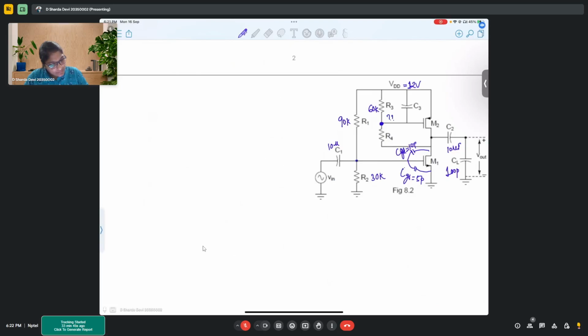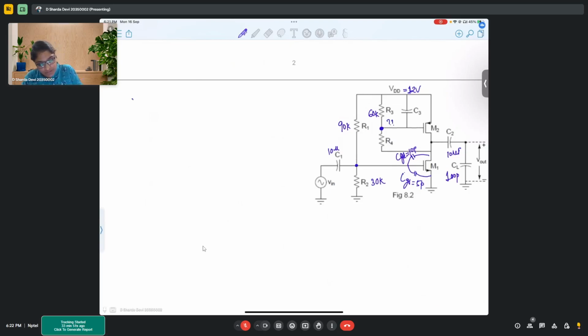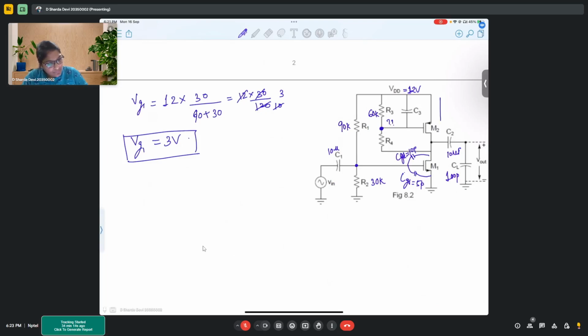Now, first of all, we can find this VG1, correct? This voltage VG1 is 12 into 30 upon 90 plus 30. This is 12 into 30 by 120, which is 3. So VG1 is 3 volts. Now we know in a path from VDD to ground, only a single current will flow. That makes us conclude that ID1 would be equal to ID2.